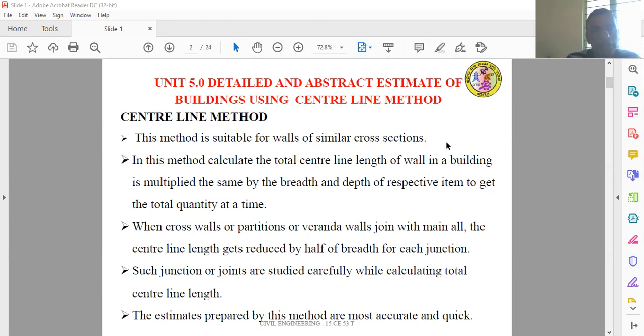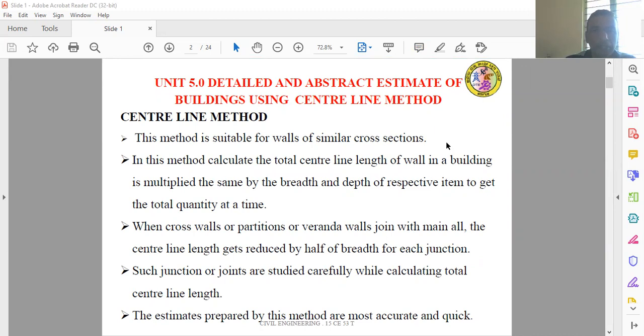Before calculating the quantities of each item of work, it is necessary to find the center to center length of all the main walls and of all the partition walls. Then, after finding these lengths, you can find out the number of junctions in the given plan. The number of junctions in a single room building is normally 0. When the number of rooms is more, the number of junctions will automatically increase.